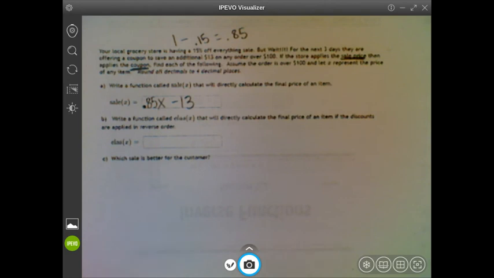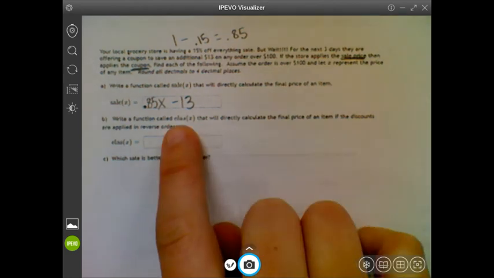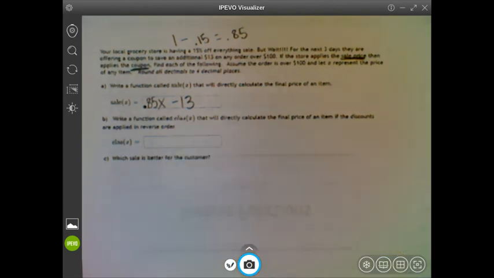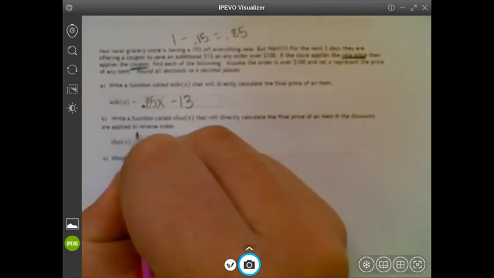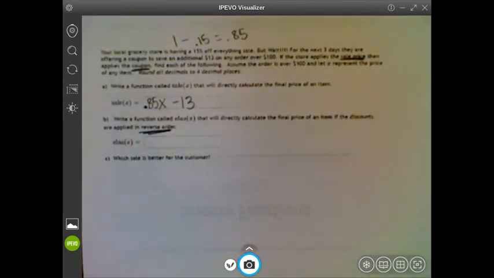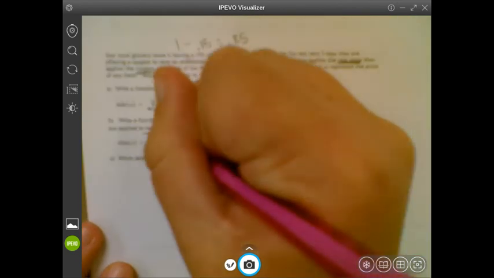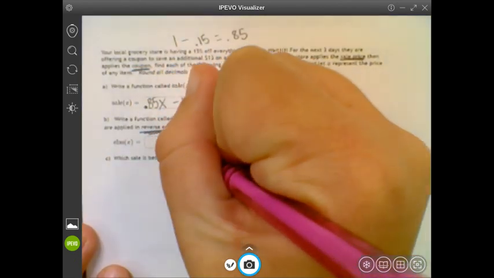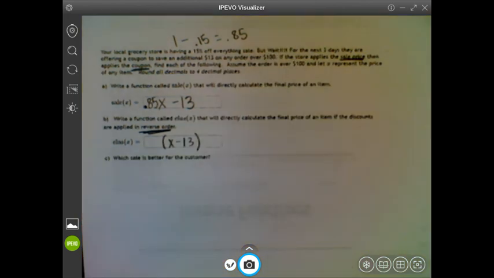All right, part B says write a function called its ELOS, which is sale backwards. They're being super creative there. That will directly calculate the final price of an item if the discounts were applied in reverse order. So now we're going to reverse it. Instead of getting multiplied first, it has to be subtracted by 13 first. So in parentheses, I need to have x minus 13 so that by the order of operations, that will happen first.